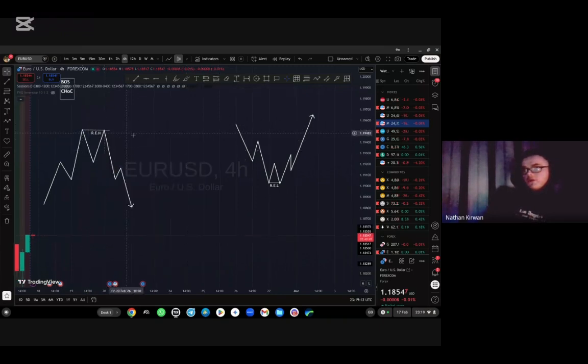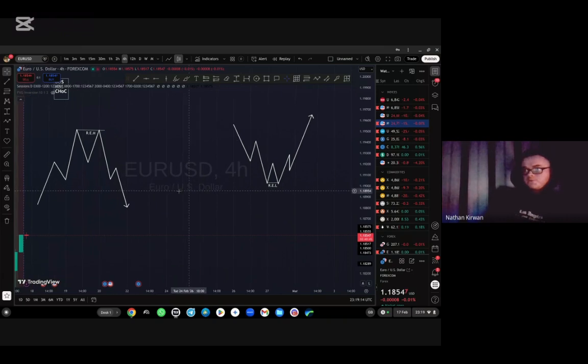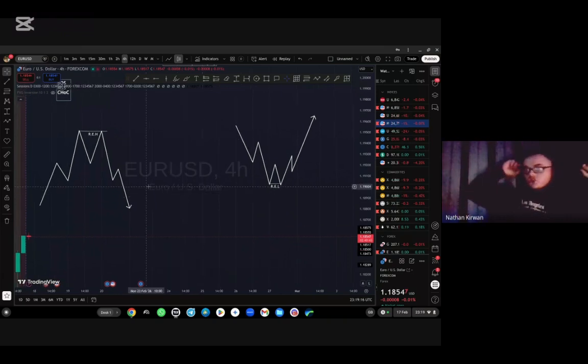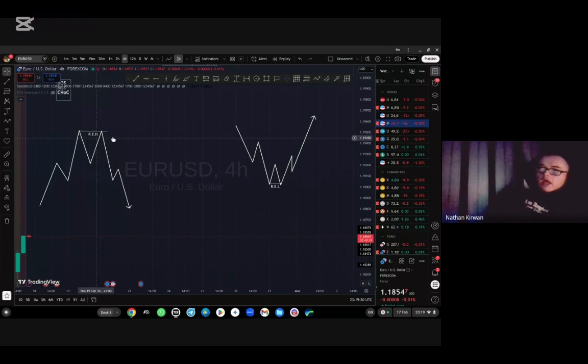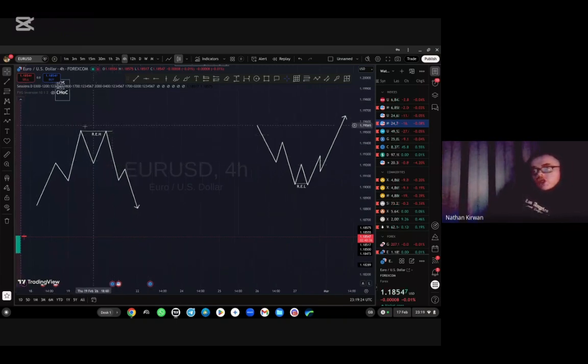Bang, relative equal highs, relative equal lows. Why do these act as such a strong level of liquidity? Because if you're selling at this stage, in this scenario, you're going to have your stops above this high. Everybody does. That's just the way traders are wired.